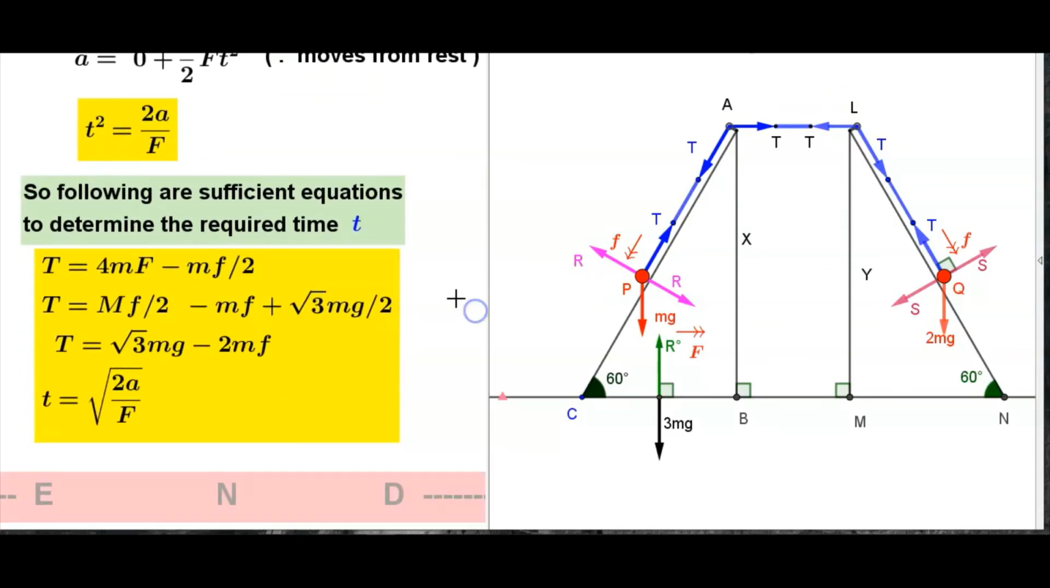Therefore we get the following equations. T equals 4mF minus mf by 2. T equals mF by 2 minus mf plus root 3 mg by 2. T equals root 3 mg minus 2mf. And a equals half F t squared. Therefore, these equations are sufficient to find the time t.